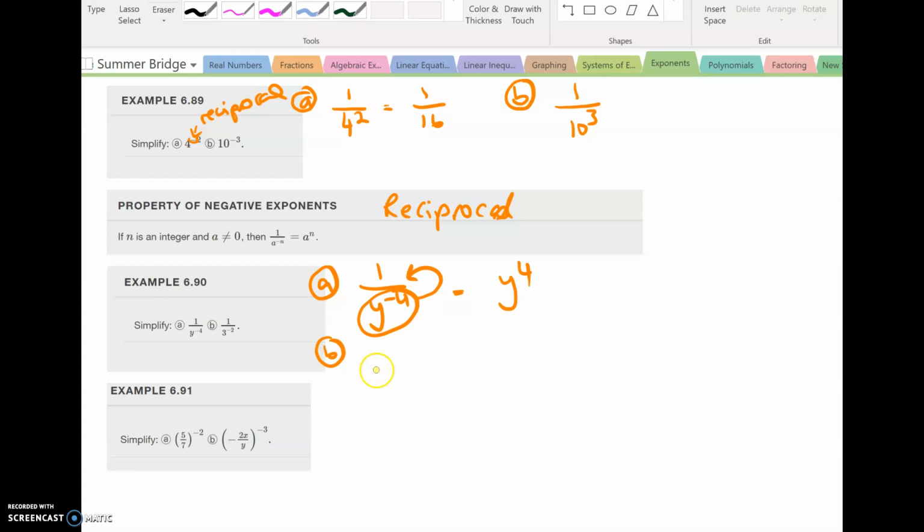Same thing here for B. We have 1 over 3 to the negative second power. Well, what's that saying? That's saying take what's in the denominator, bring it to the numerator, and make that exponent positive. 3 squared. That's it. Okay, and 3 squared is actually 9, because 3 times 3 is 9. But again, if you can evaluate, that's perfectly okay.